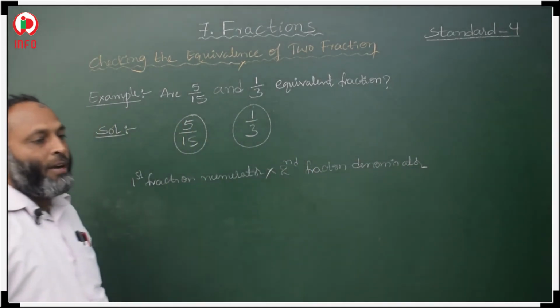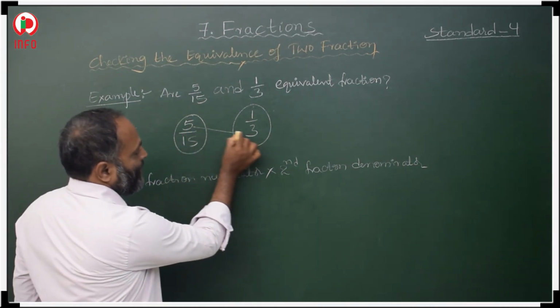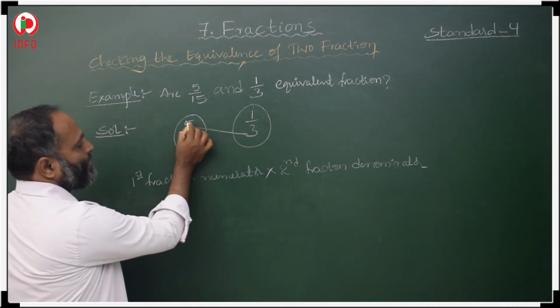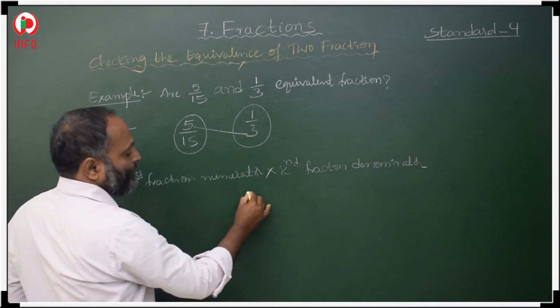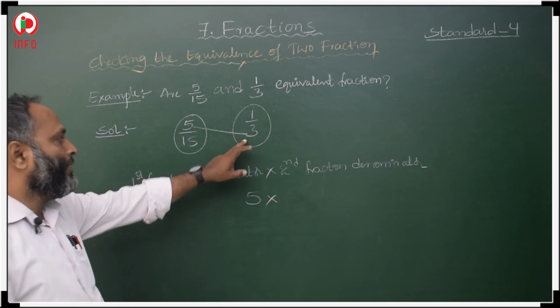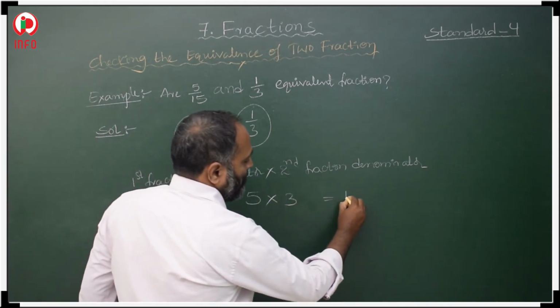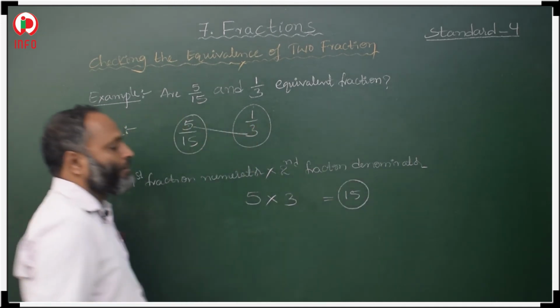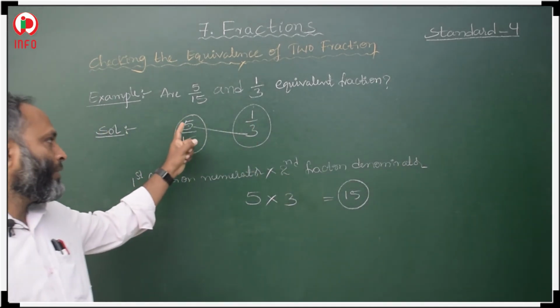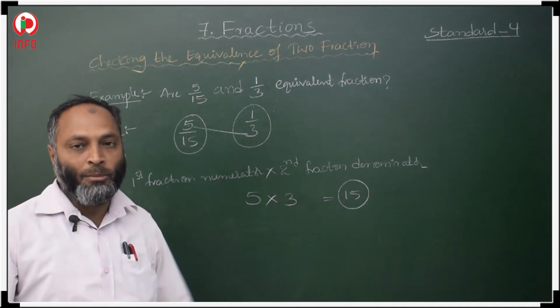So first, what do we have to do? We have to multiply the first fraction's numerator with the second fraction's denominator. The first fraction's numerator is 5, the second fraction's denominator is 3. Then what is the answer? 5 threes are 15. First we multiply the first fraction's numerator by the second fraction's denominator.